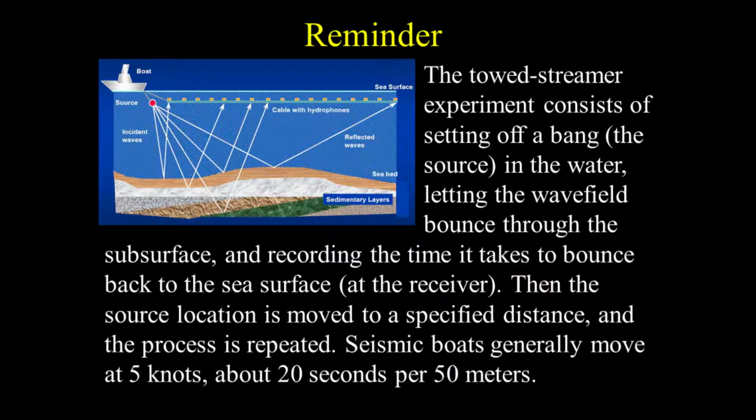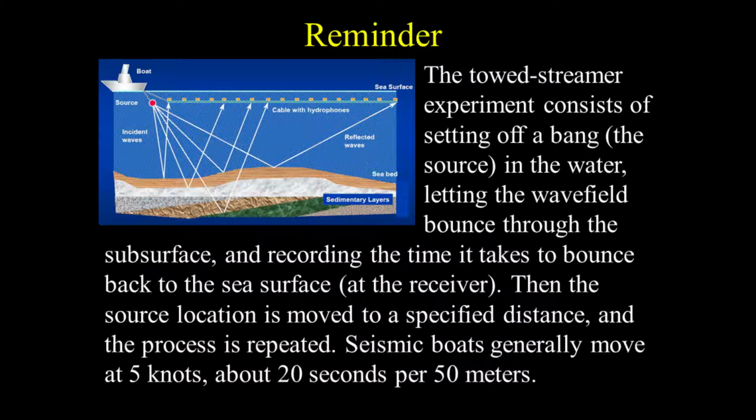As described earlier, the towed streamer experiment consists of setting off a bang, which is the source, in the water, letting the wave field bounce through the subsurface, and recording the time it takes to bounce back to the sea surface, which is at the receiver. Then the source location is moved to a specified distance, and the process is repeated.